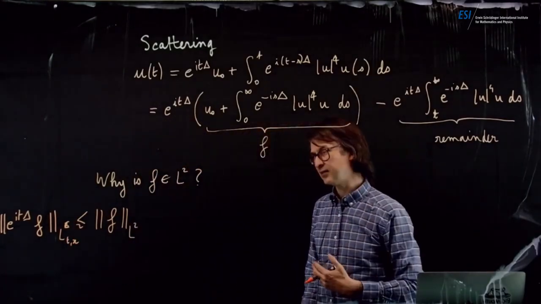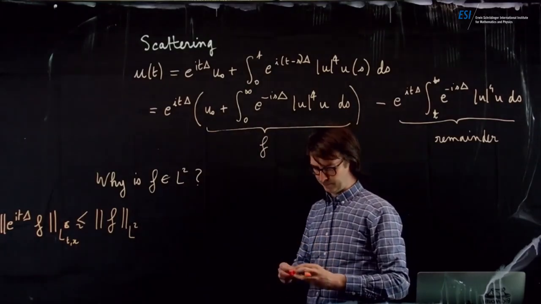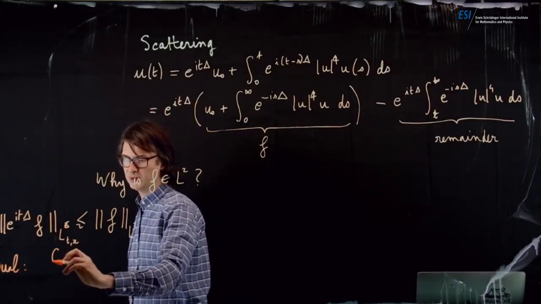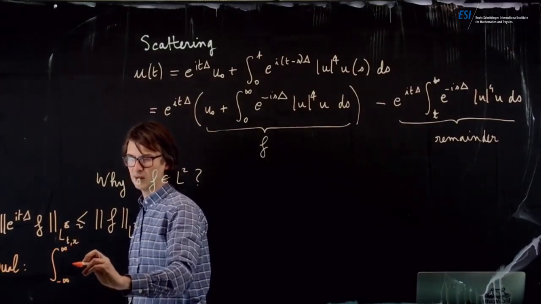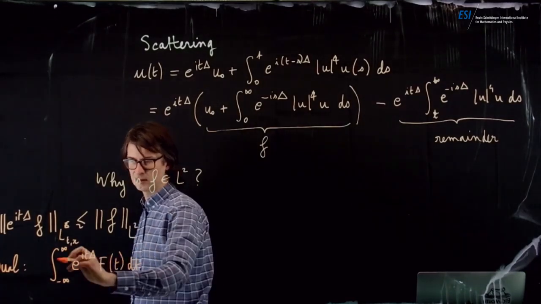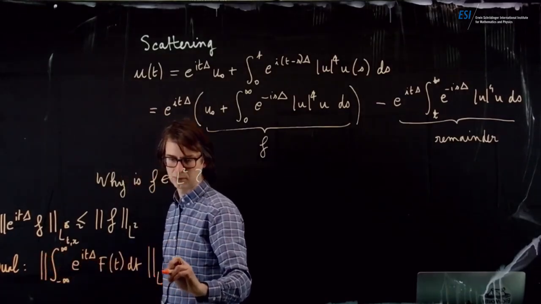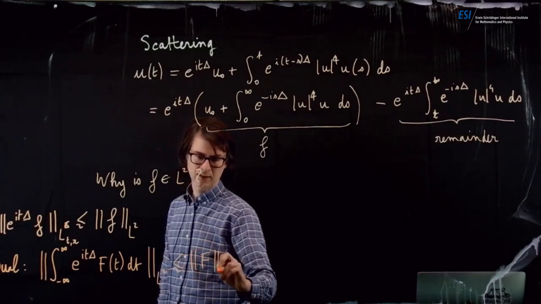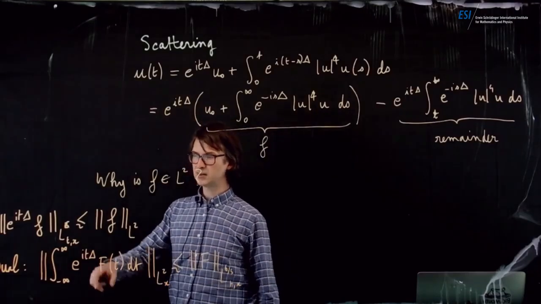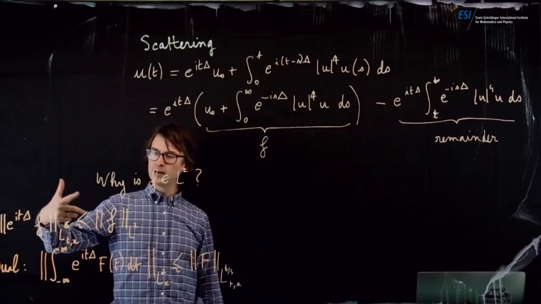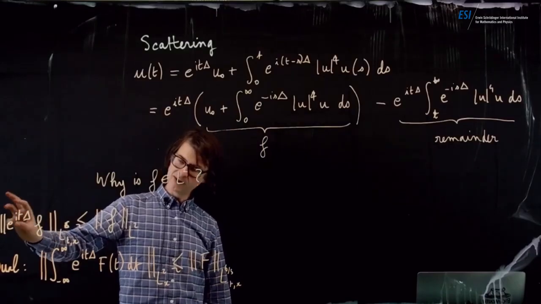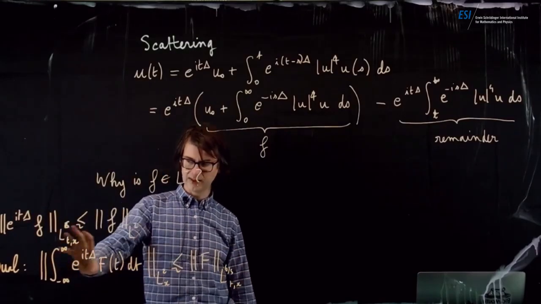So you can take the dual of this inequality and obtain the following: the integral between minus infinity and infinity of e^{-itΔ}f(t) dt in L2 is less than f in L6/5, where this is x and this is spacetime. So how do you do that? You just say that the left hand side is this L6 norm, so you characterize it by duality, and then you move the operator to the dual test function, and you get that.